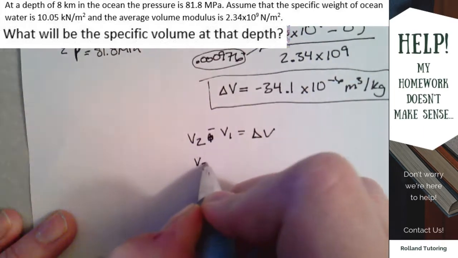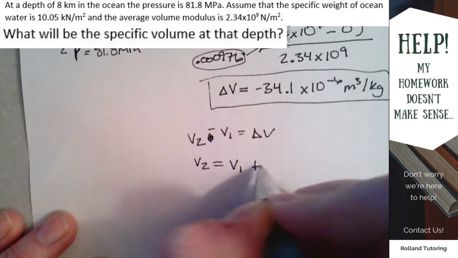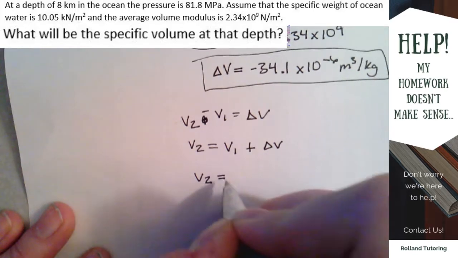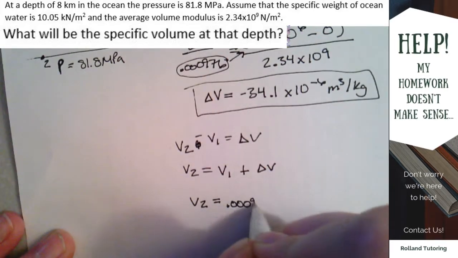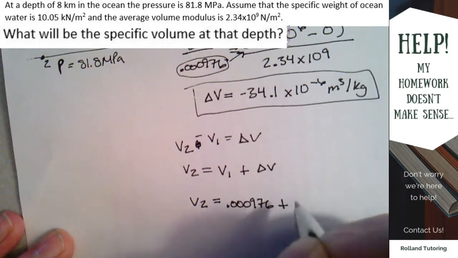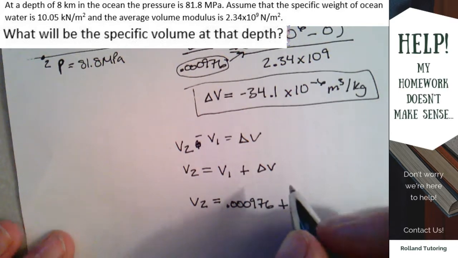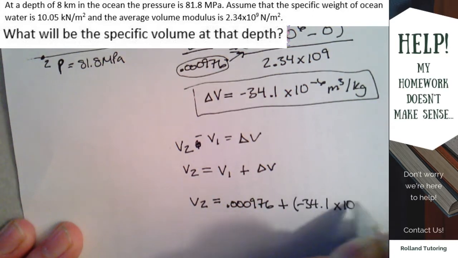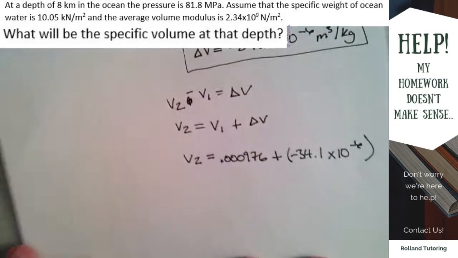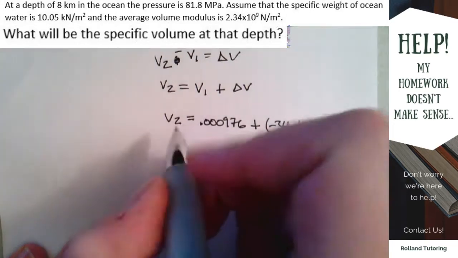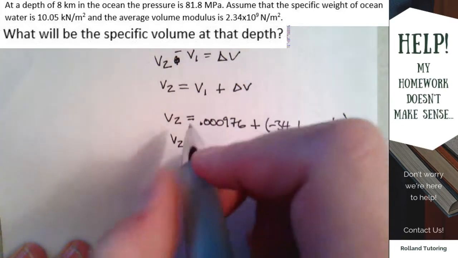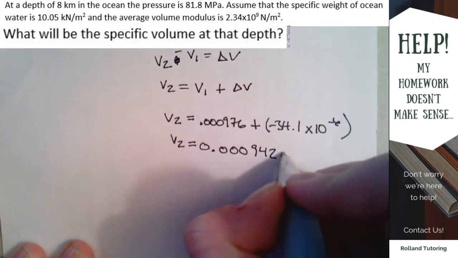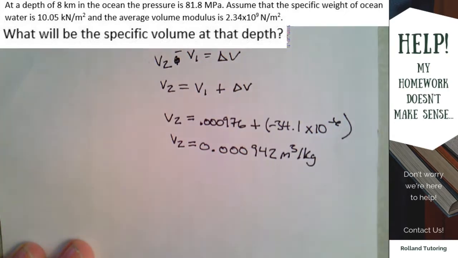Or we can move it over to say V2 equals V1 plus delta V, which in this case we would have V2 equals 0.000976 plus our delta V of negative 34.1 times 10 to the negative 6th. If we go ahead and add those together, you will end up with a V2 equal to 0.000942 meters cubed per kilogram.